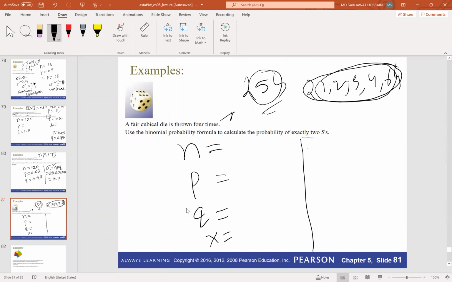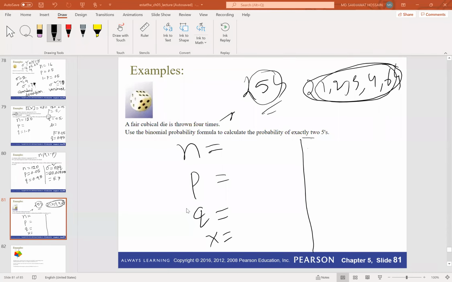Yeah, many of you are responding 0.25 and 0.75. Okay, most of you are getting N and X correctly, but P and Q are not correct. They are incorrect. So is P the probability you get it correct? Yeah, the P is the probability of success. Probability of success means probability of getting a 5.